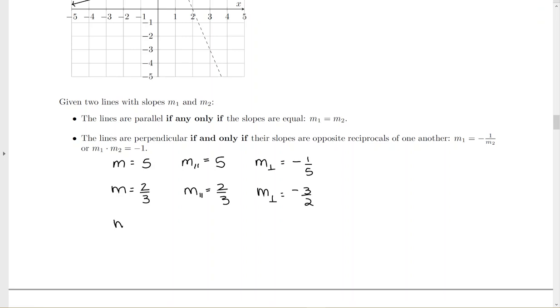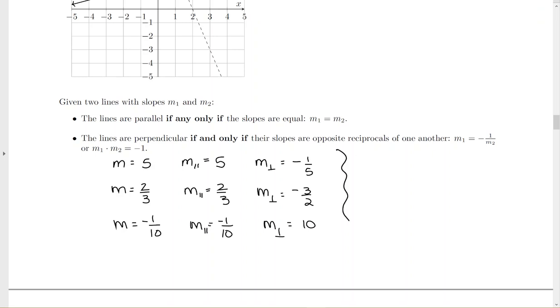So let's try this one. Slope is negative 1/10. The slope of a parallel line is going to be negative 1/10. But the slope of a line perpendicular to that line is going to be the opposite sign, positive, and then flip 1/10: 10 over 1, or 10.